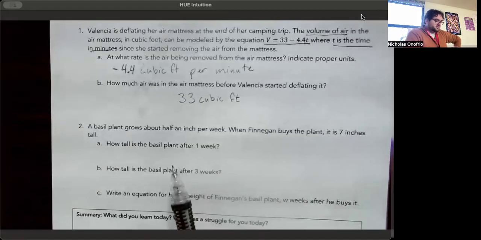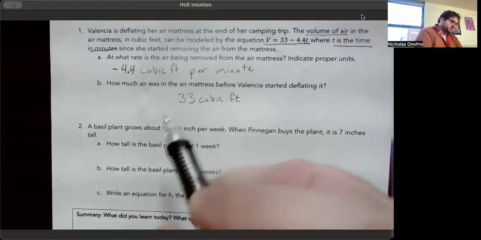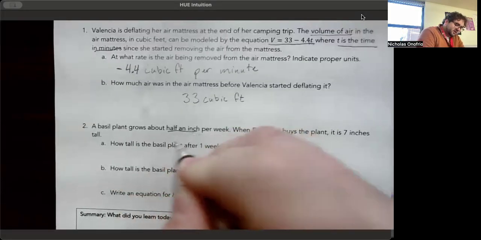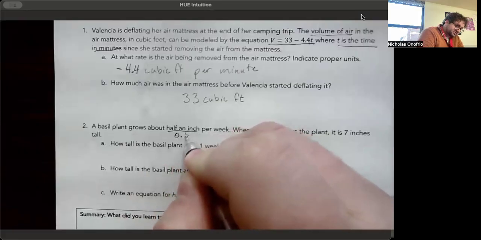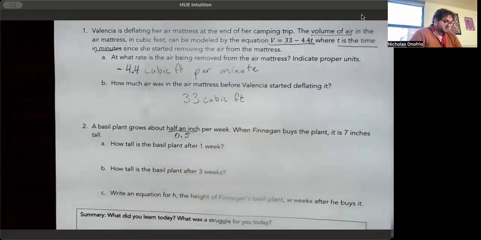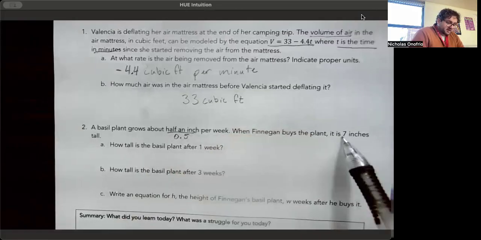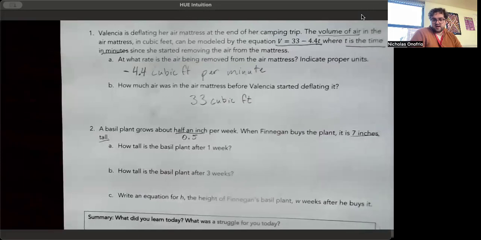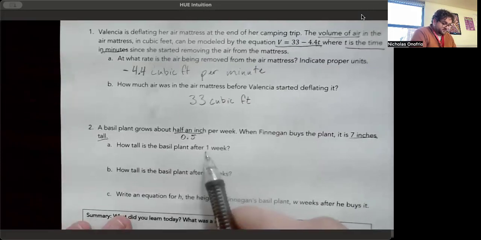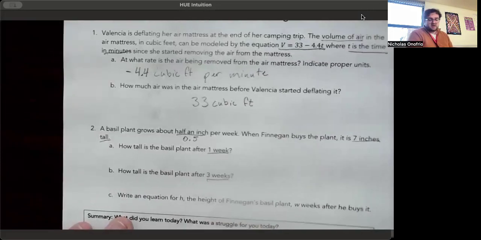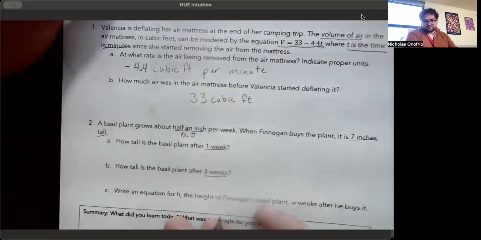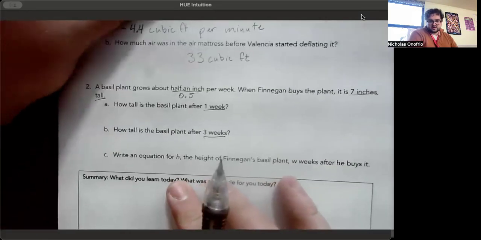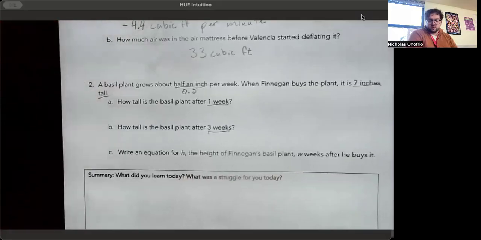Let's look at problem number 2. A basil plant grows about ½ an inch. As a reminder, 1/2 is the same thing as 0.5 in decimal form. When Finnegan buys the plant, it is 7 inches tall. We need to know how tall the plant is after 1 week, how tall after 3 weeks, and then we need to write an equation. Go ahead and pause the video here and take 3 minutes to work it on your own.